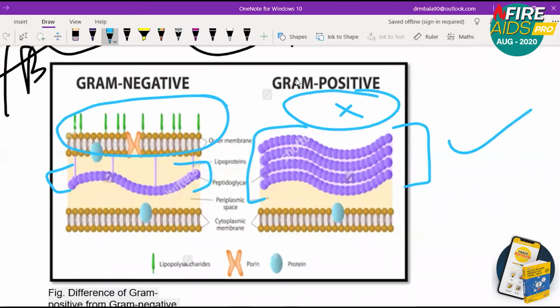A thicker peptidoglycan layer for gram positive. In gram negative, a thinner peptidoglycan layer. Outer membrane is present in gram negative. Outer membrane is not present in gram positive. At least these 2 points, if you remember, that should be fine enough.